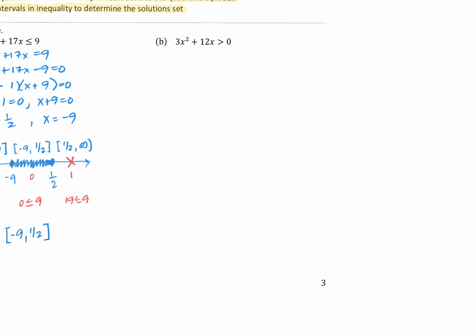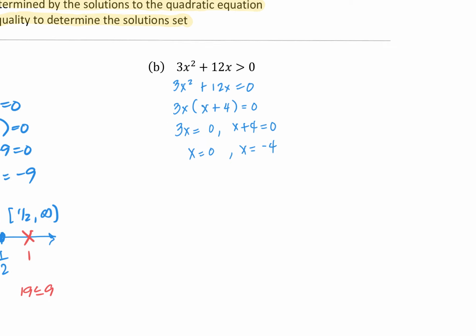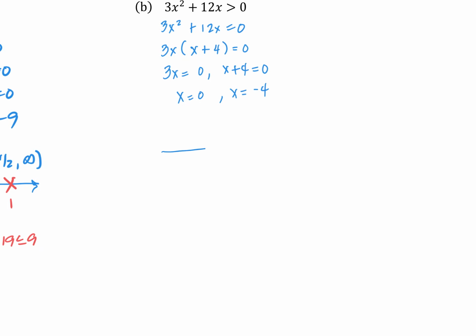Let's do one last example. We have 3x squared plus 12x greater than 0. First thing I want to do is find the corresponding quadratic equation. So 3x squared plus 12x equal to 0. Factor. I can factor out a 3x. That'll leave me with x plus 4 equal to 0, which gives me 3x equal to 0, x plus 4 equal to 0, and I have x equal to 0, x equal to -4. So these are the values that I'm going to break up my number line with.